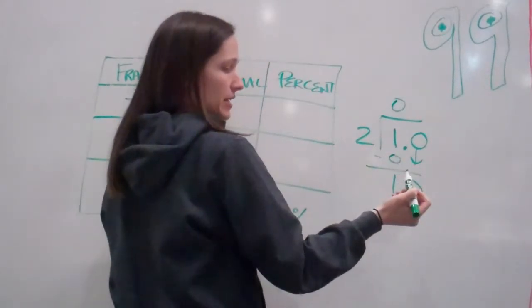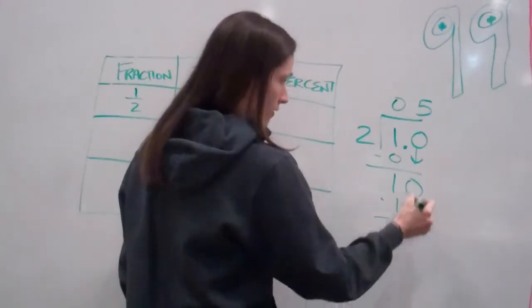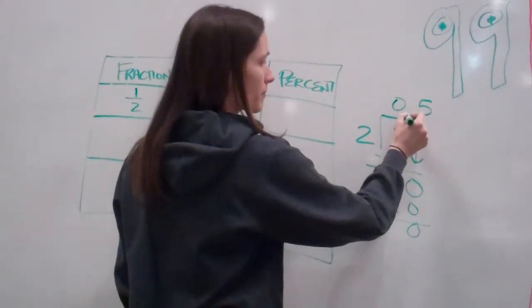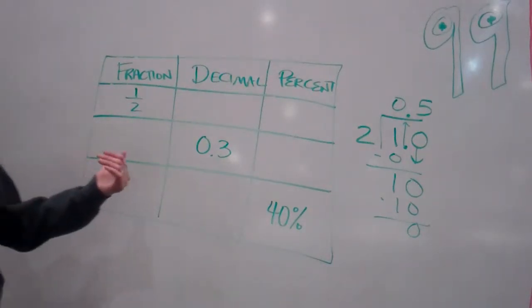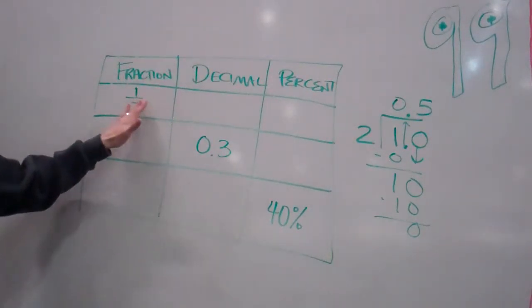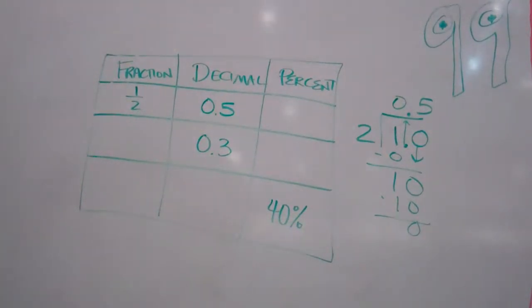2 goes into 10 how many times? 5. 5 times 2 is 10. Very good, and move your decimal up. The answer to this one half is 0.5, or point 5, however you want to say it.